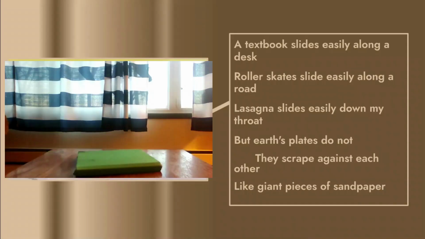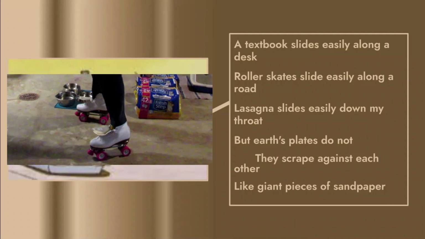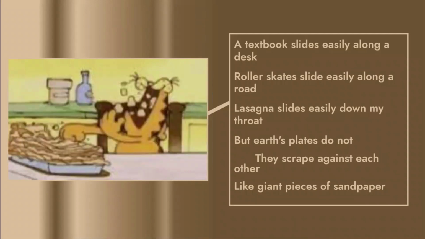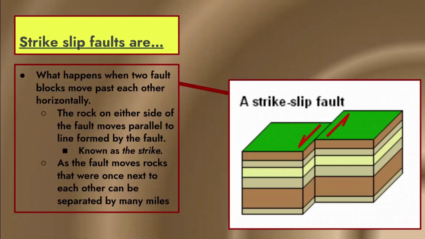A textbook slides easily along a desk. Roller skates slide easily along a road. Lasagna slides easily down my throat. But the Earth's plates do not. They scrape against each other like giant pieces of sandpaper. This movement can be sideways, horizontal, or up and down, vertical.